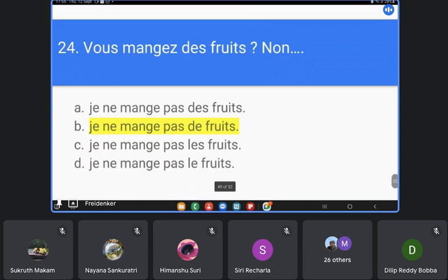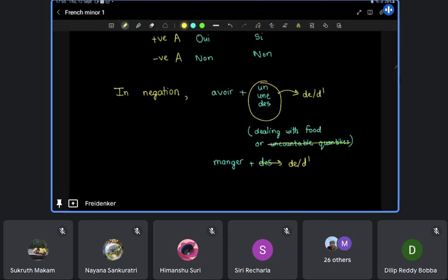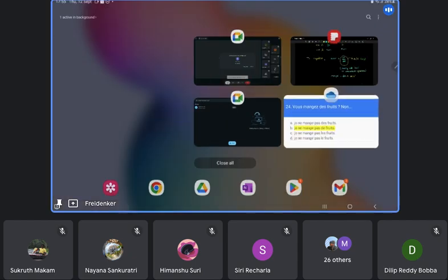It basically means I don't eat any fruits. So you can assign the meaning any to it. I don't eat any fruits. If that helps you remember, you can just put that in mind. I don't eat any fruits.